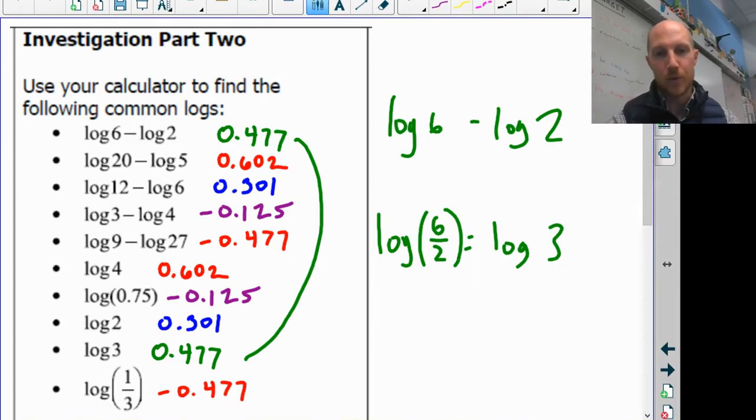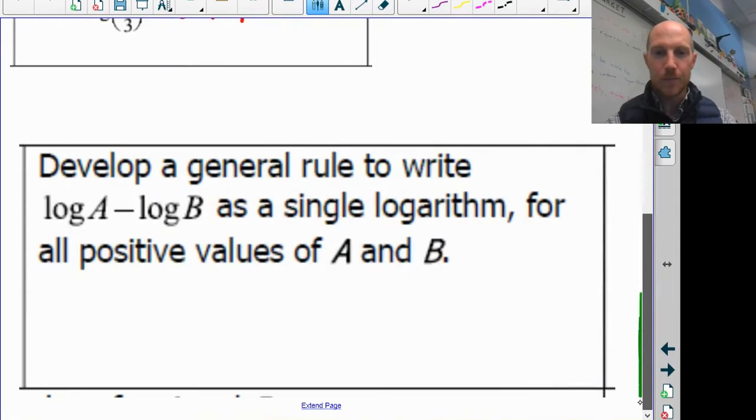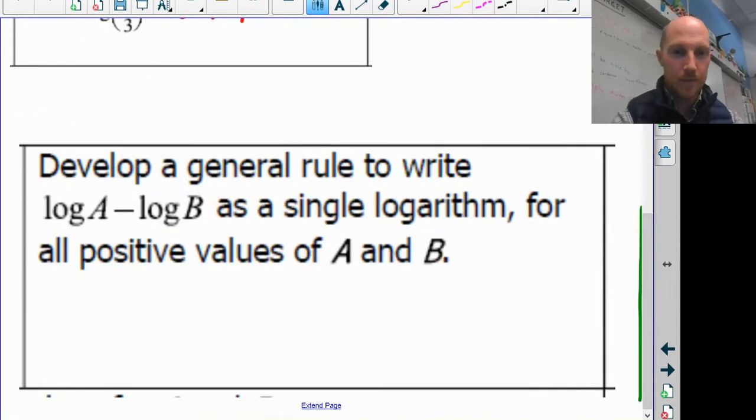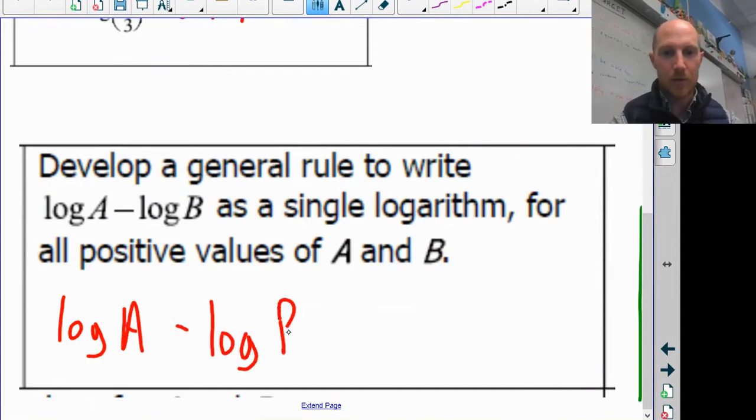And then there are a whole bunch more examples doing the same thing. The next one down, log of 20 minus log of 5. If instead we do 20 divided by 5, it's going to give us 4. And when we look down here at log of 4, we actually got the same answer. So general rule, log of A minus log of B.